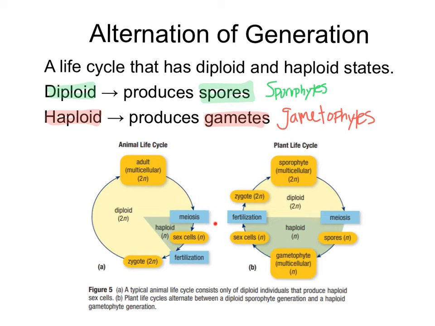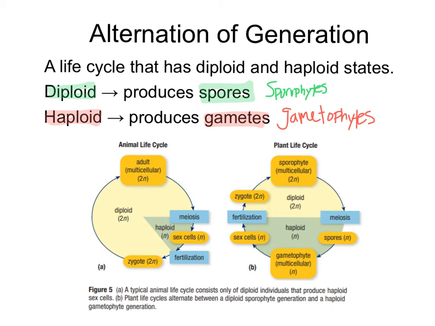Certain parts of our body can undergo meiosis, which results in sex cells, so our eggs and sperm. When these sex cells fertilize with another sex cell, they will become a zygote, and we get a happy little human. And the process repeats itself. Basically, we have a diploid individual that will be producing haploid sex cells.